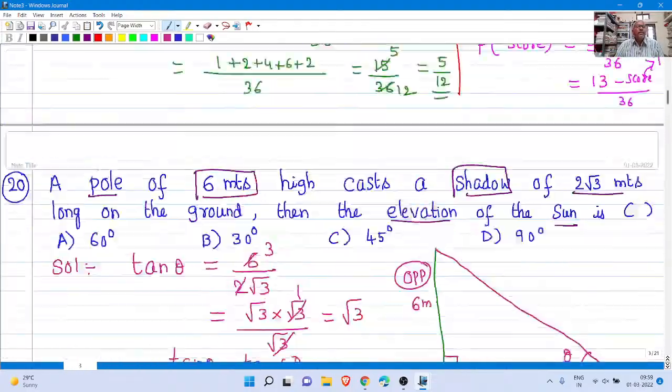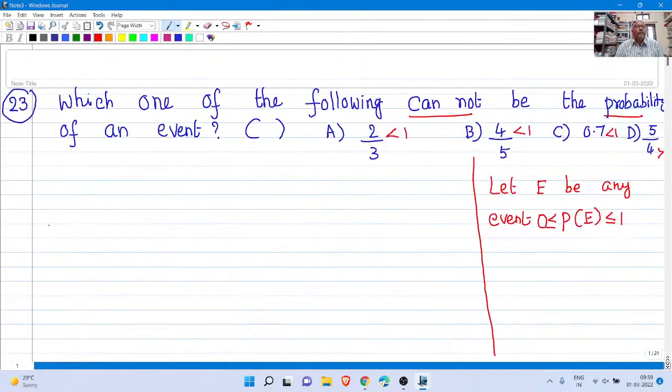Okay, let us move to the problem. Right. See, this is greater than 1. So probability cannot be greater than 1. D, 5 by 4. So that means P of E does not equal 5 by 4. Cannot be. So the option is D. Right. Option D. Right, Uday Kumar.